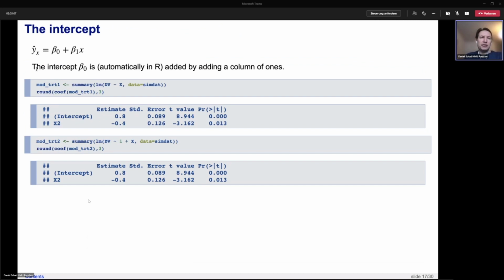One thing for people who are knowledgeable of R, this is not new, but for some people it might be interesting to know. If we have this linear model where we just say the dependent variable is a function of our factor x here, what the model automatically does is it also estimates an intercept. So the intercept, this beta 0, is automatically added in R by adding a column of 1s in the design matrix. So R automatically adds this +1. You can also explicitly write 1 plus, but you see that the output of the two models is identical. So R automatically adds this 1, and what this 1 does is just add a column of 1s in the design matrix.